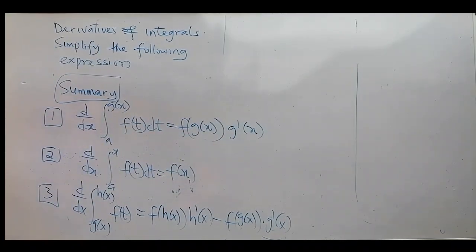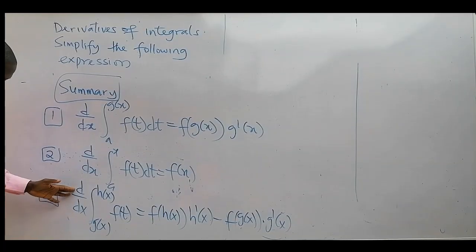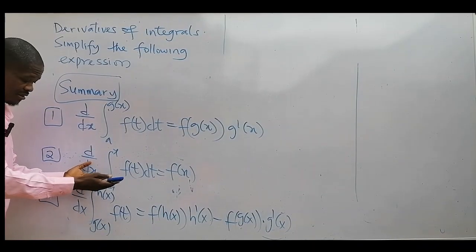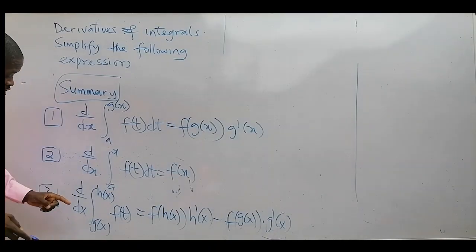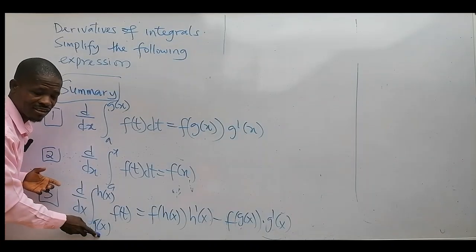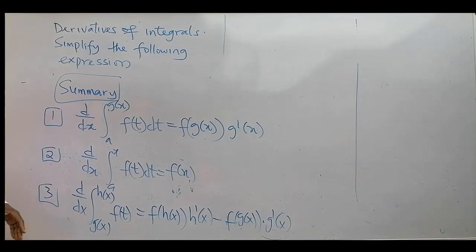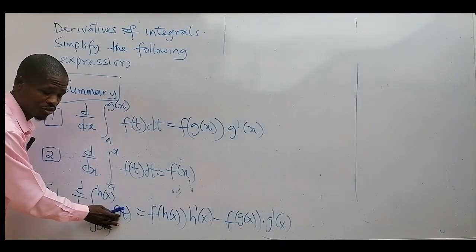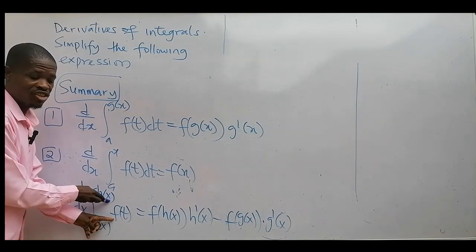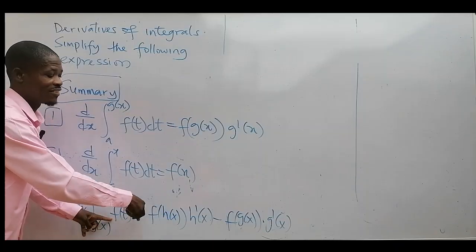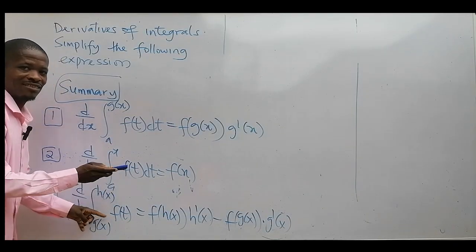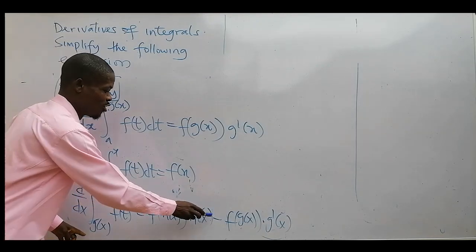And the final one is this. The derivative of this integral, the upper limit is a function of x, that's what we have, h of x. The lower limit is also a function of x. We have g of x. Very simple, this is a chain rule. You substitute for the upper limit using the chain rule: f of t, anywhere you see t, you put h of x there, and then times the derivative of h of x.